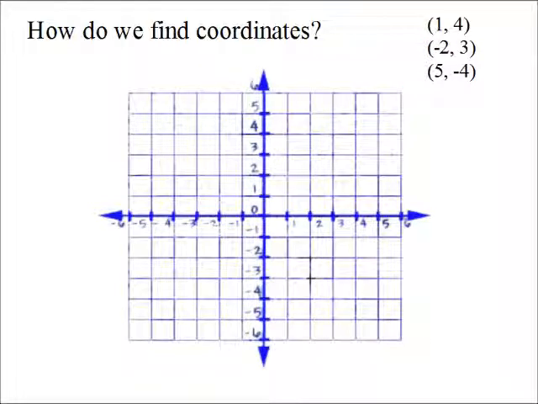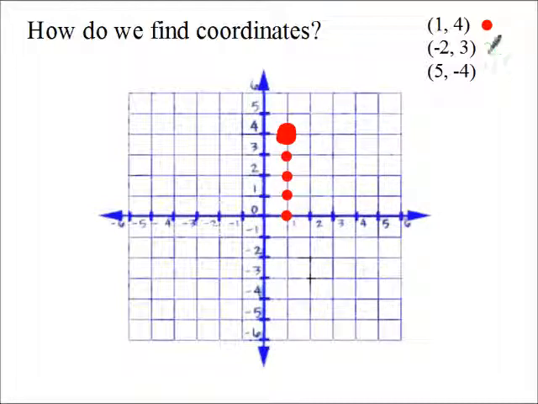Suppose we have multiple points to plot. In this case, we have 3. Start with one point and don't move on until you're finished plotting it. I'm going to start with the first one, 1, 4. So, at the origin, I'm going to move to the right 1 because the x value is positive, and then I'm going to move up 4 because the y value is also positive. 2, 3, and 4. This gives us our point at 1, 4.